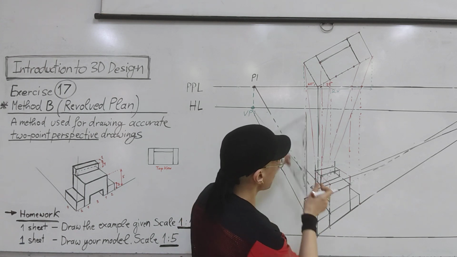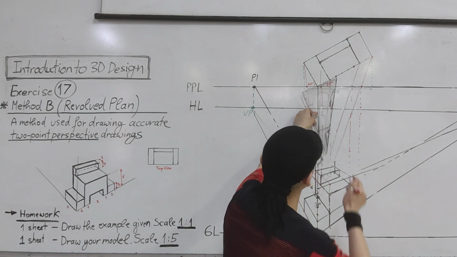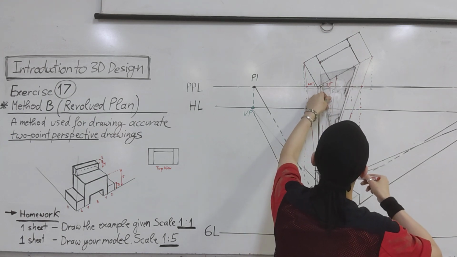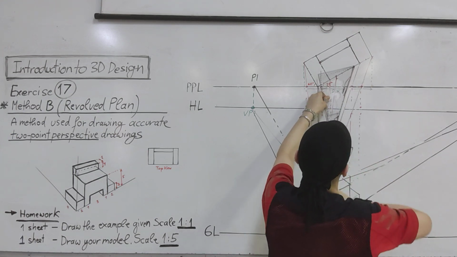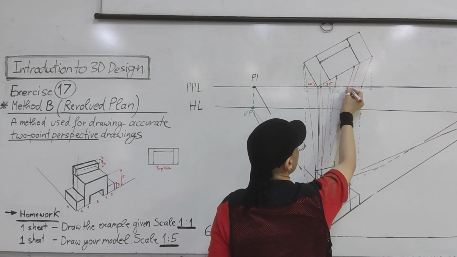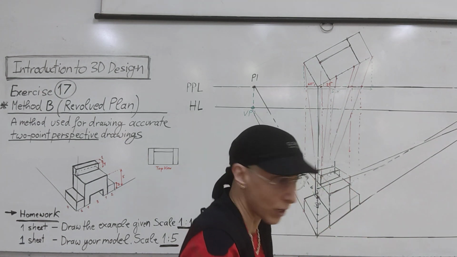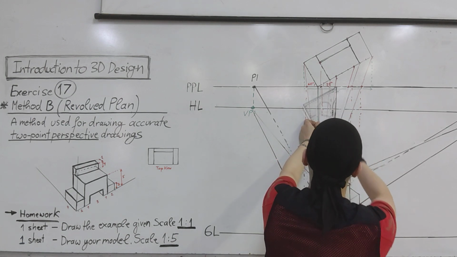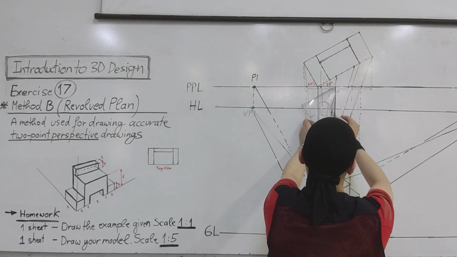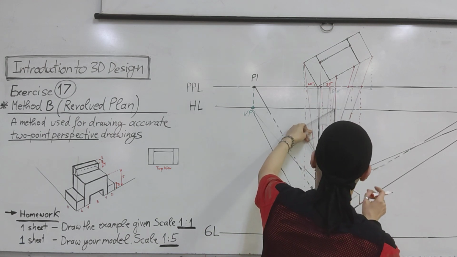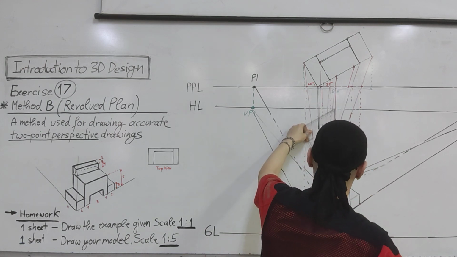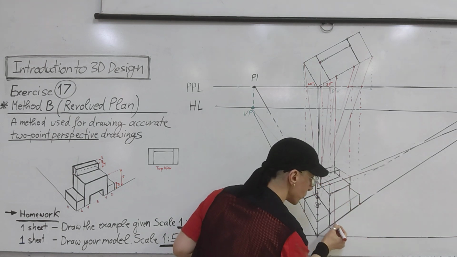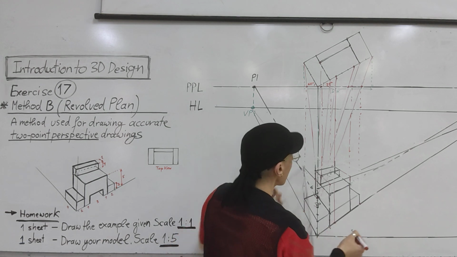We will take them to SP, where they will intersect the picture plane line. These are the 2 points we want. From here, we put them down, straight down, until they reach the line that we want, which is this line, okay, here.